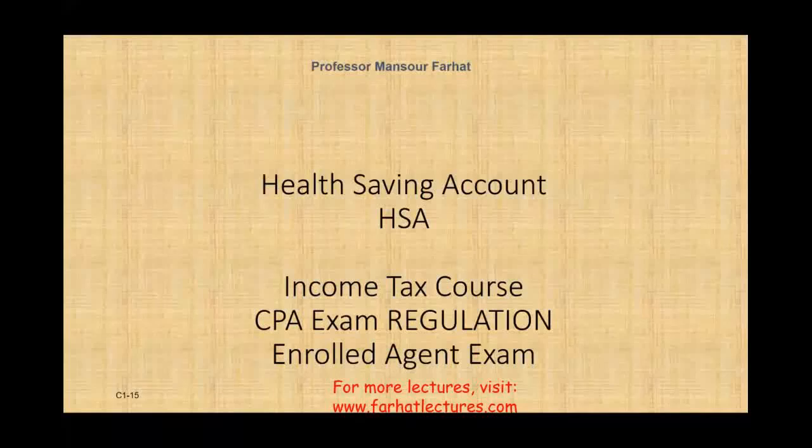This is Professor Farhat. In this session, we're going to be looking at the Health Savings Account, or HSA. Now, this topic, in a sense, is related to medical expenses, but I would like to treat it separately because it's a fairly new concept and I want to make sure I give it enough justice. This topic is covered in an income tax course, the CPA exam regulation section, as well as the enrolled agent exam.